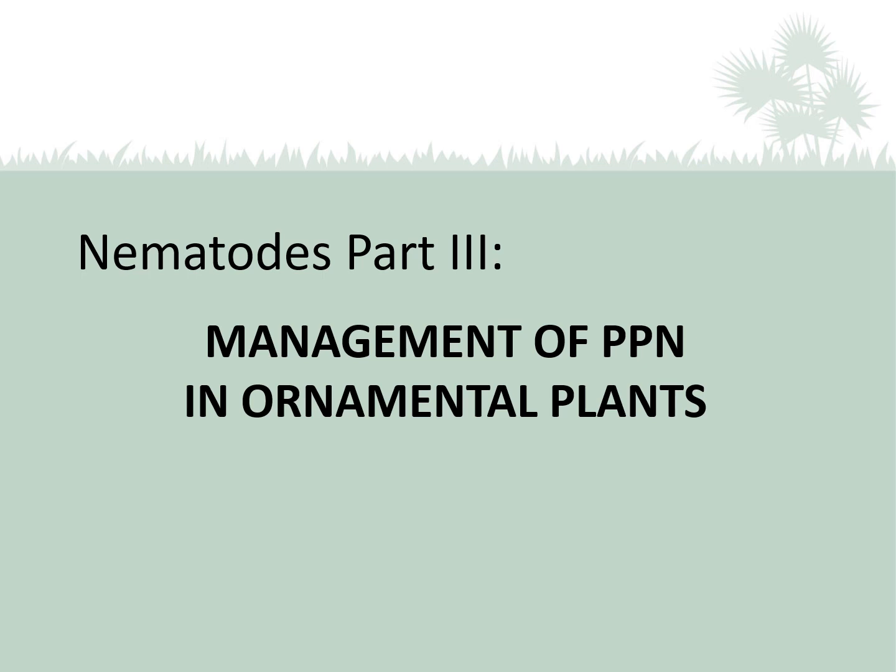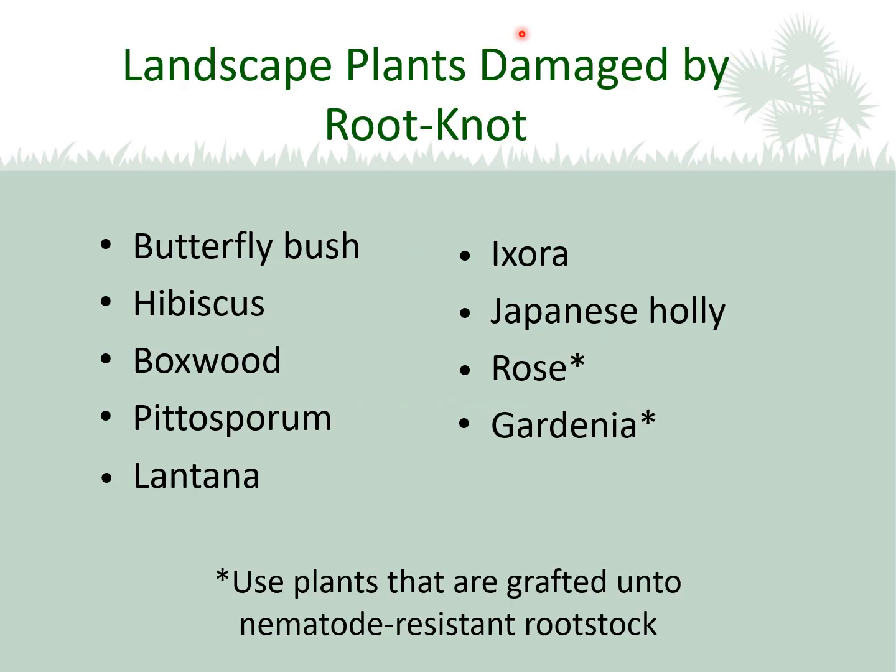So let's move on to part 3, management of PPN in ornamental plants. These landscape plants are among the most commonly damaged by root knot nematodes in Florida. These plants should be avoided where root knot nematodes are known to occur. And that's your butterfly bush, hibiscus. Roses and gardenias are okay because they can be grafted onto resistant rootstocks. But also boxwood, Pittosporum montana, Japanese holly, and ixora. So if you know you have root knot nematodes, be careful.